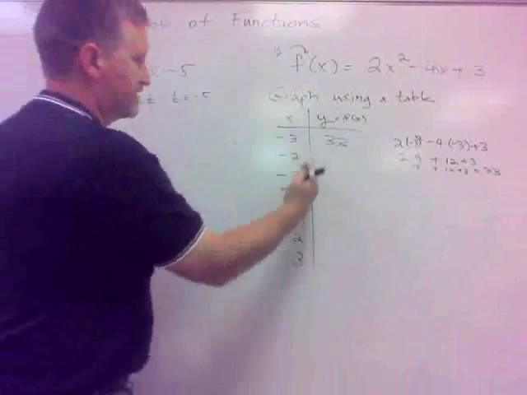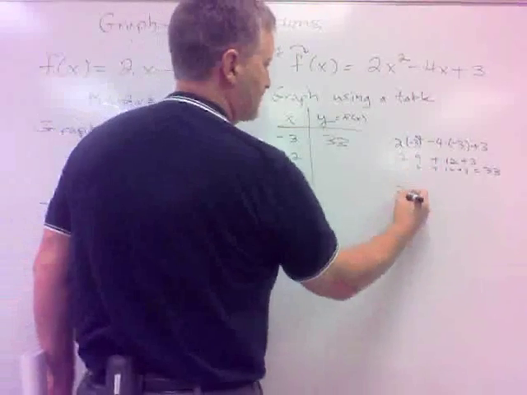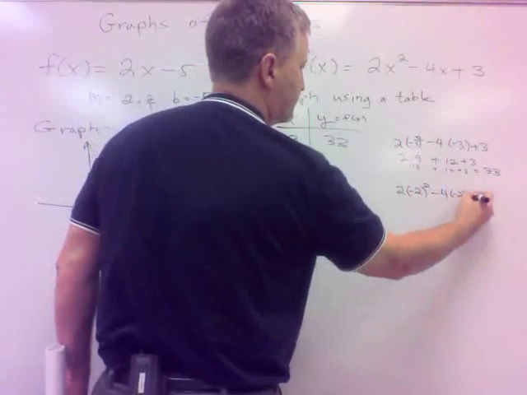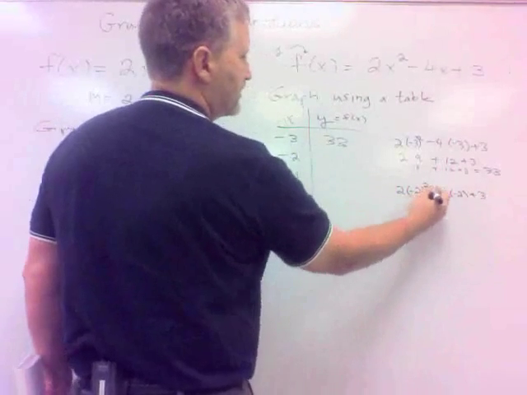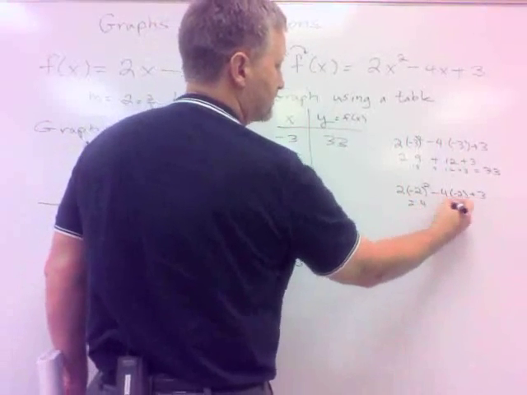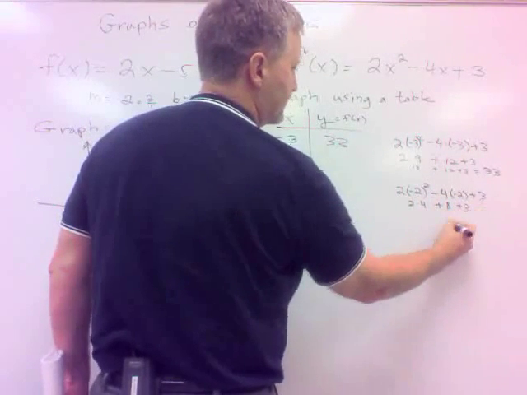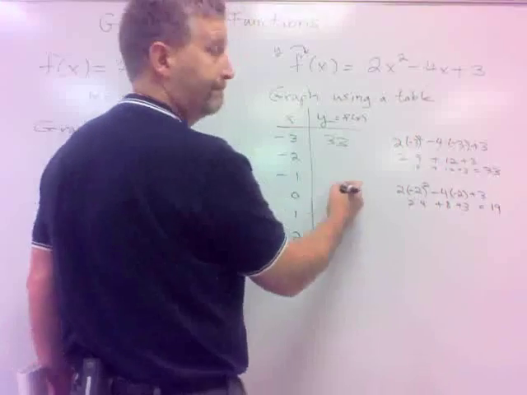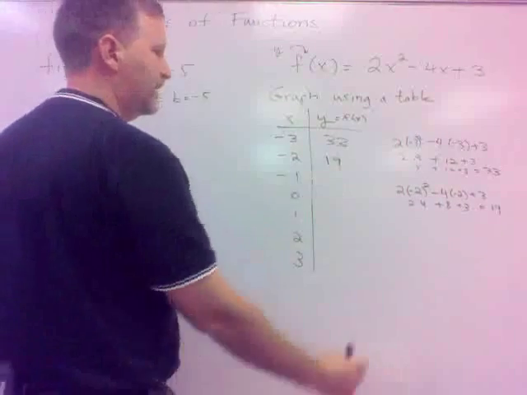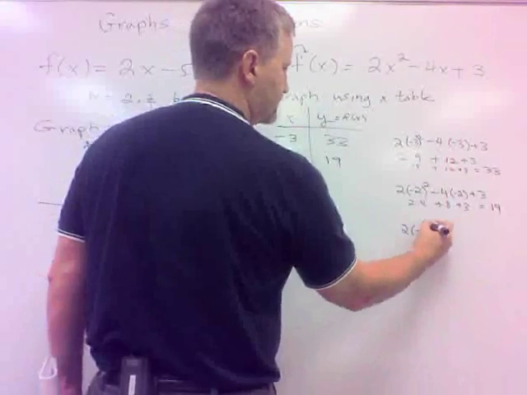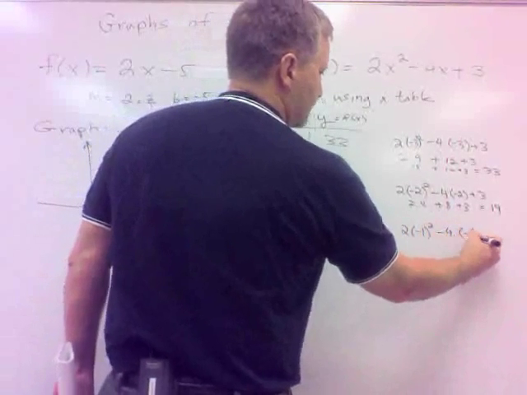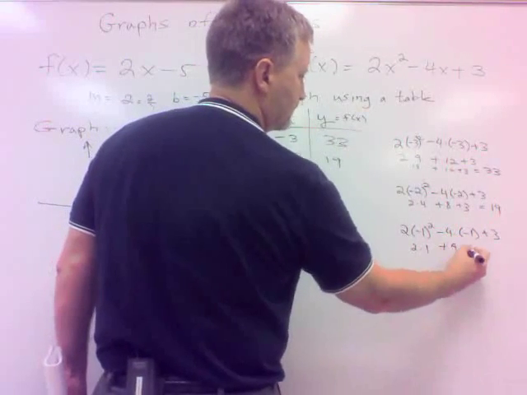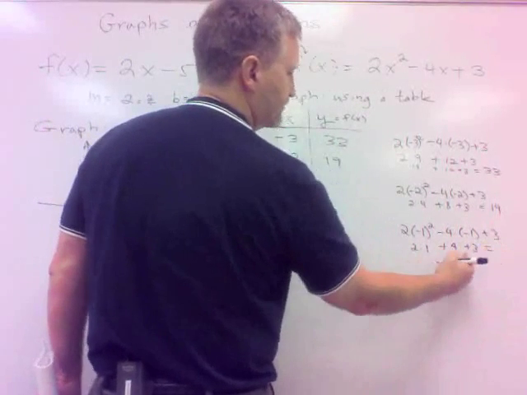Do the same thing for the rest. All right, so x is negative 2. 2 times negative 2 squared minus 4 times negative 2 plus 3. Well, that's 2 times 4, that's positive 8, plus 8, plus 3. I'm getting 19. Sound okay? 19. Negative 1, so we have 2 times negative 1 squared minus 4 times negative 1 plus 3. And that's 2 times 1, plus 4, plus 3. 2 plus 4 plus 3. I'm getting 9.